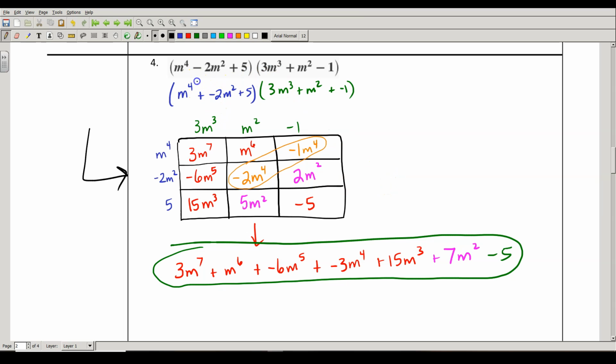You can just kind of do it out in stages like that, where you just put down the answers horizontally. You can pick whichever one you like. So that is how we multiply polynomials.